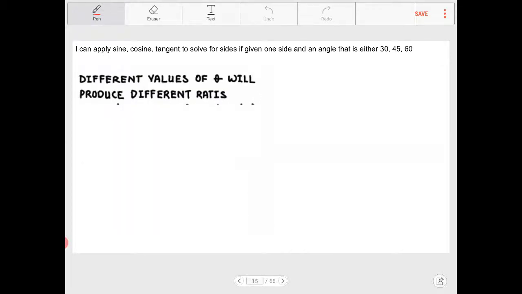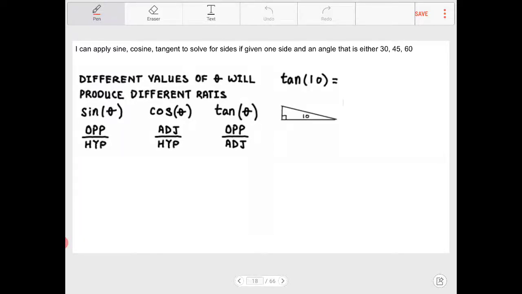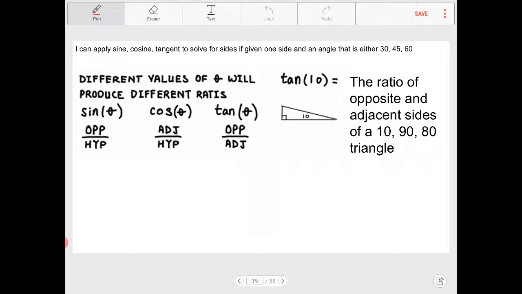Okay, so different values of theta will produce different ratios. With that in mind, depending upon what the value of the angle is, we're going to produce different ratios as a result of this. So for instance, if I have a triangle with an angle of 10 degrees here, that's going to produce for me a ratio between the opposite side to the adjacent side.